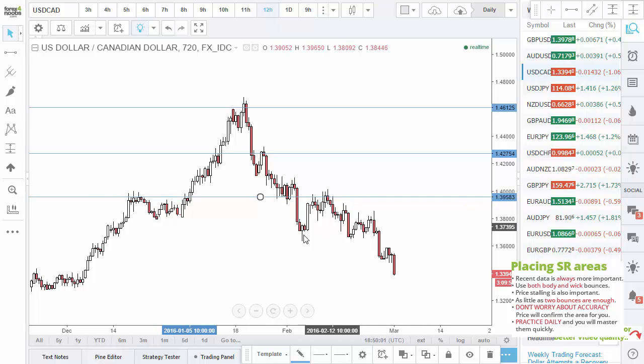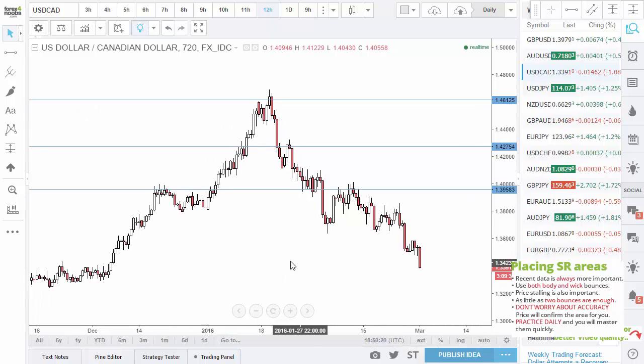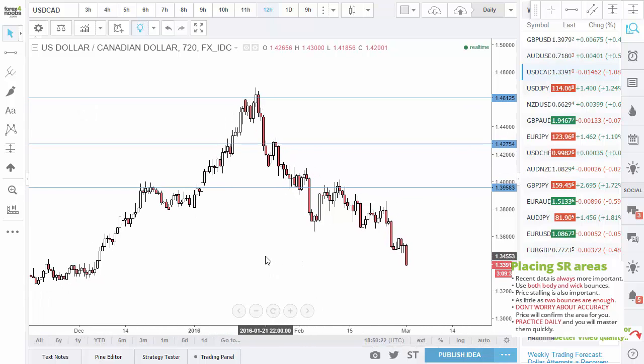I'm going to place it here. I'm placing it here because of this bounce here, this bounce here, this bounce, and that bounce. So I'm placing this support resistance area based on those bounces there. Next one.